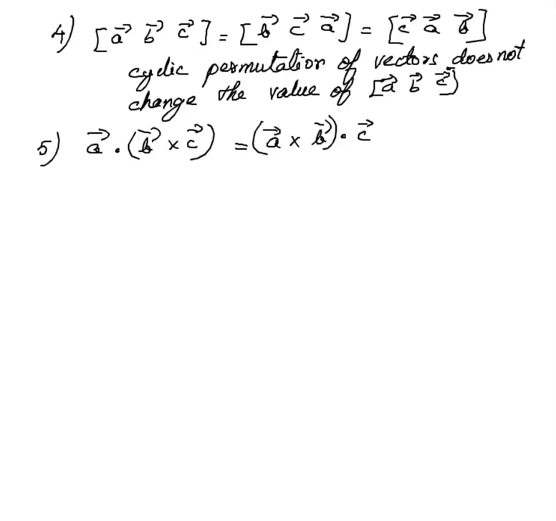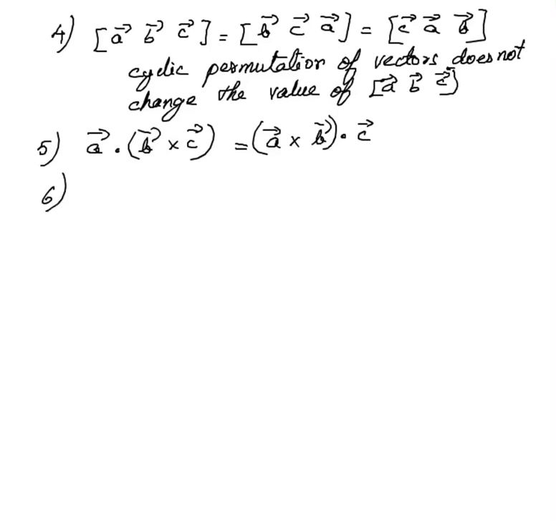This also can be proved easily using determinants. Cyclic permutation is allowed. It can be written as CAB, which is C dot A cross B, and it can be written as A cross B dot C. Dot product is commutative. That's how these two are equal.